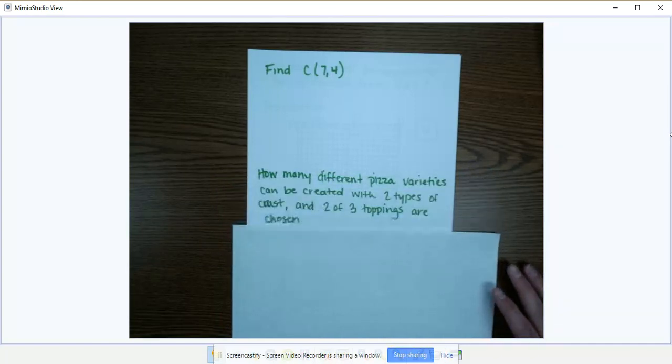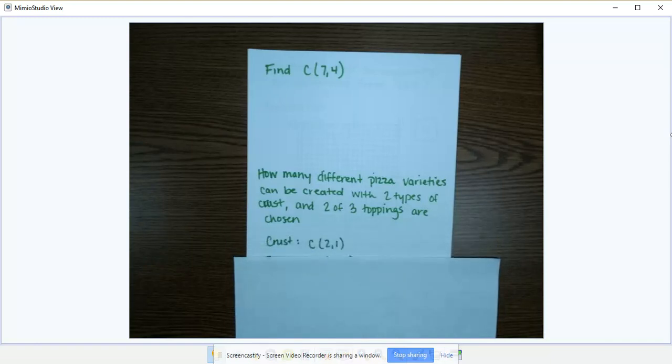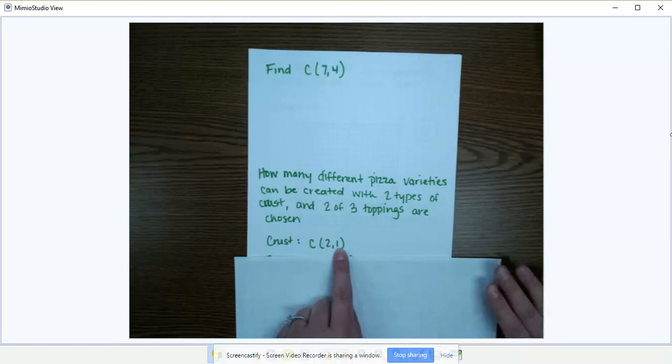We're going to look at kind of a word example. If we are trying to make pizzas and we have 2 types of crust, say thick and thin crust, and then we have 3 different toppings, but we are only allowed to choose 2 toppings, we have to decide how many different pizzas could we actually create. So we want to start with our first option. We have to make a choice between our crusts. So we would have a combination of 2 choices chosen one at a time, right? Because we can't have both thin and thick crusts at the same time.